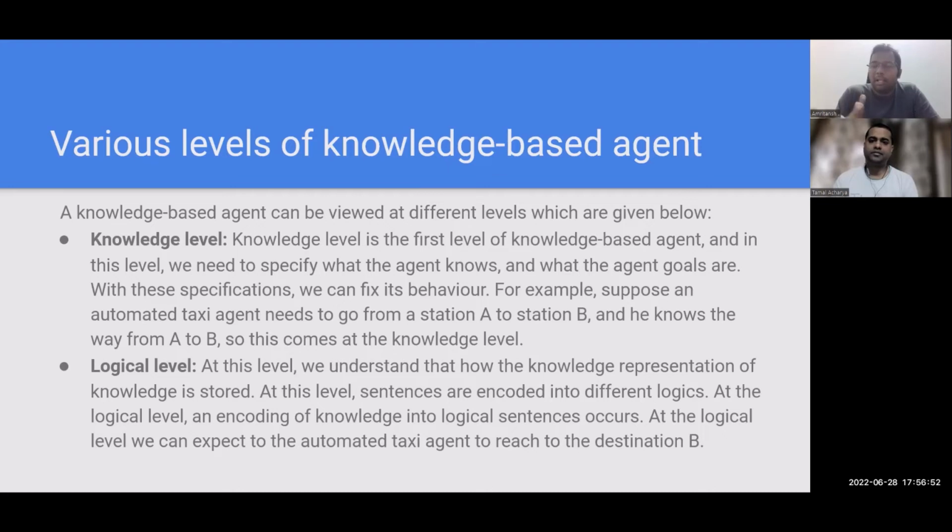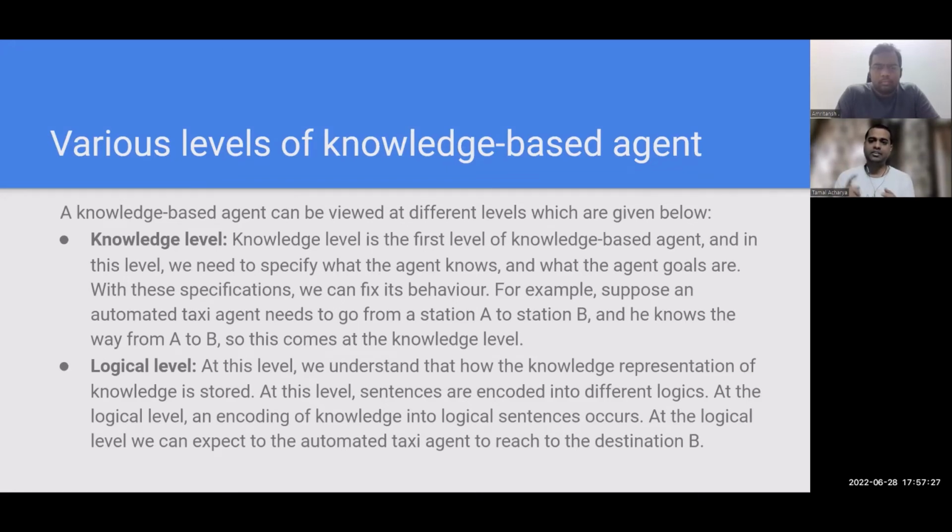But would you like to explain what this logical level means? The knowledge level is easy, I understand it very easily. But what is this logical level? At the logical level, we understand how the knowledge representation is stored. Sentences are encoded to define logic. So you have a paragraph, and you cannot understand the entire paragraph, so you break it down into logical statements. You can think of these as pointers. You have a big paragraph, and then you point.